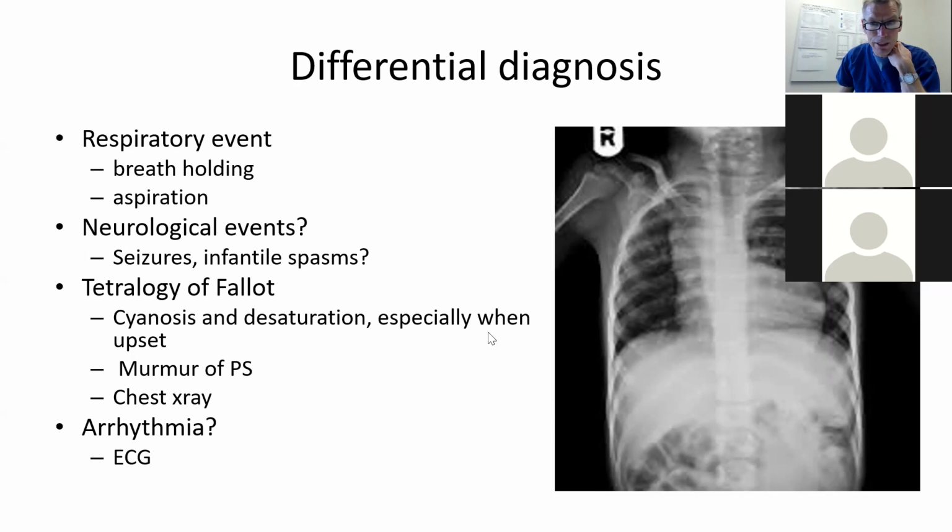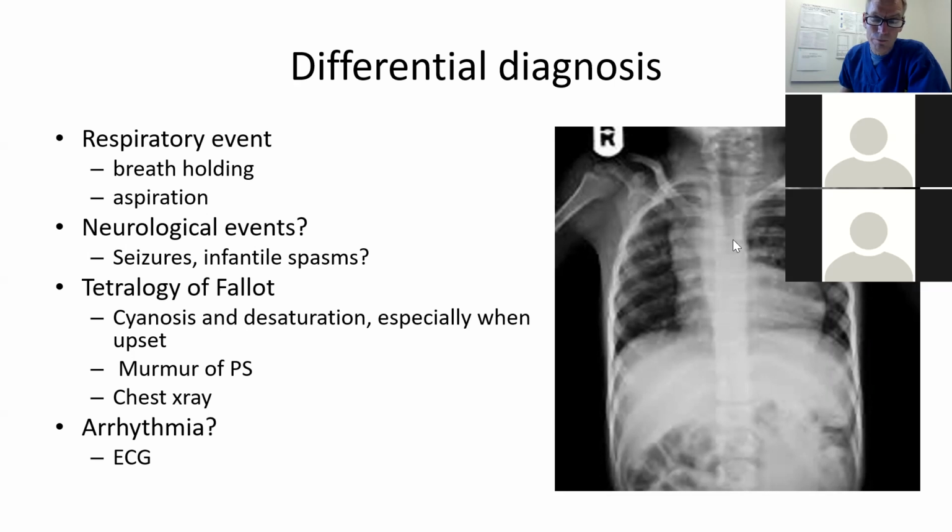When do you see a boot-shaped heart like that? Yeah, typically a Tetralogy of Fallot, isn't it? Typically a Tetralogy of Fallot. And just on the abbreviation, don't use the abbreviation TOF, because it could be a tracheoesophageal fistula. It's important that when we use abbreviations, they are very clear to people. So anyway, you're right in what you say. A boot-shaped heart is seen in a Tetralogy of Fallot.